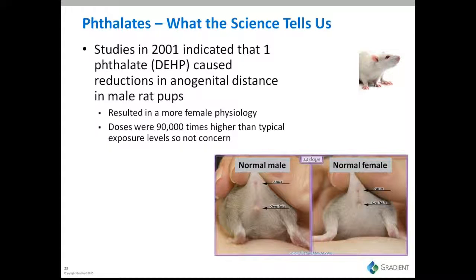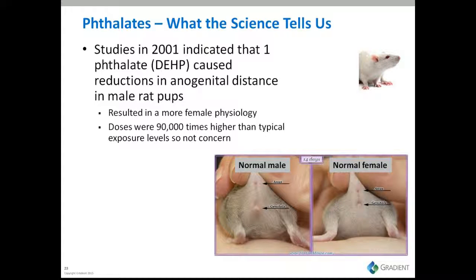So what does the science tell us? Well, in 2001, a study indicated that one particular phthalate, DEHP, diethylhexyl phthalate, caused reductions in something called anogenital distance in male rat pups. That basically meant that the male rats showed more of a female physiology. At the bottom, I've shown what a normal male and a normal female would look like. I know maybe this is not the most ideal after-lunch topic, but basically you're measuring the distance between the anus and the genitals, and you can see that between males and females there is a difference.